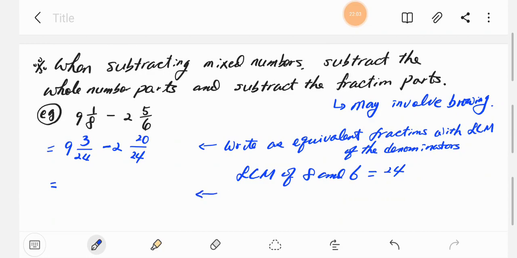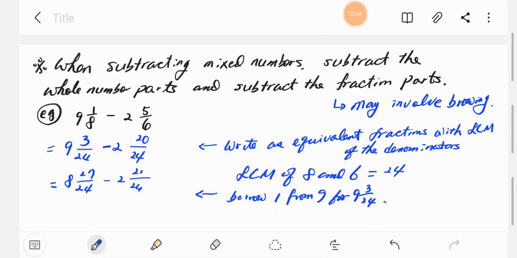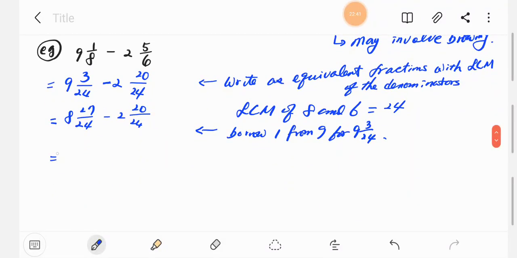Okay, so in this case, I'm going to borrow 1 from 9, from the 9 in the mixed number 9 and 3 over 24. So 9 becomes 8 and 24 over 24. So you have 24 in the numerator, so 24 plus 3 is 27. So now we can subtract. Subtract 20 from 27. And the whole numbers: 8 minus 2 is 6.